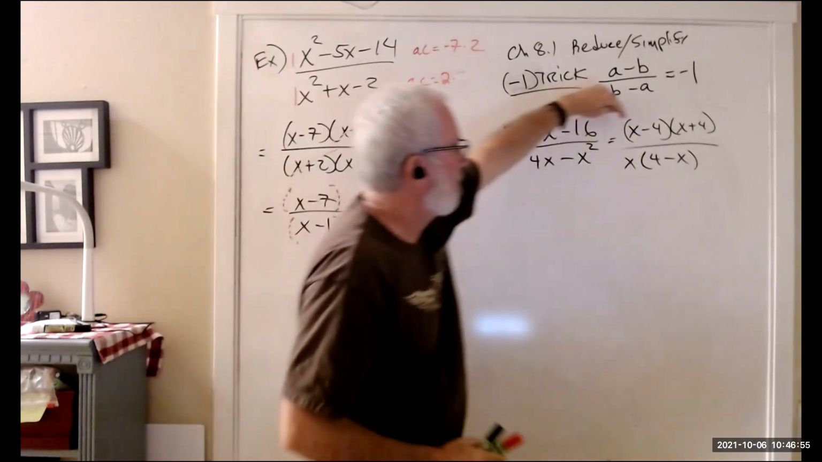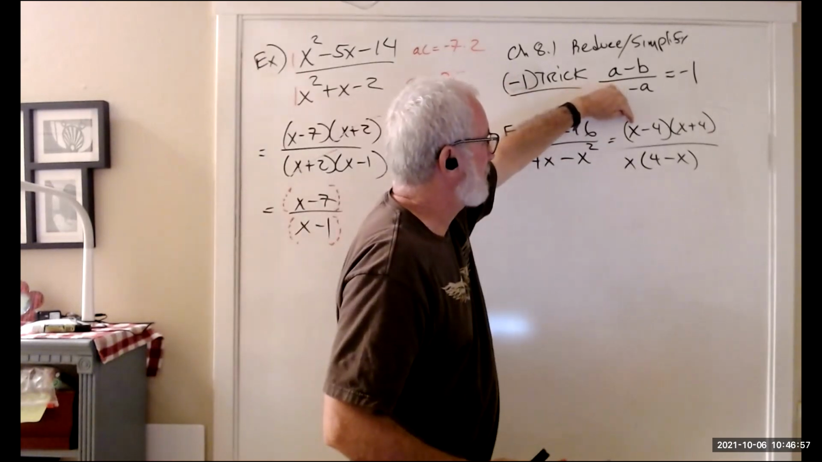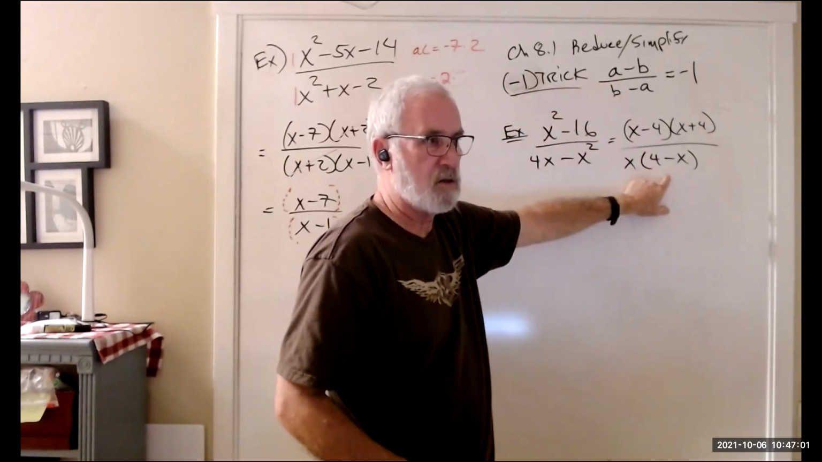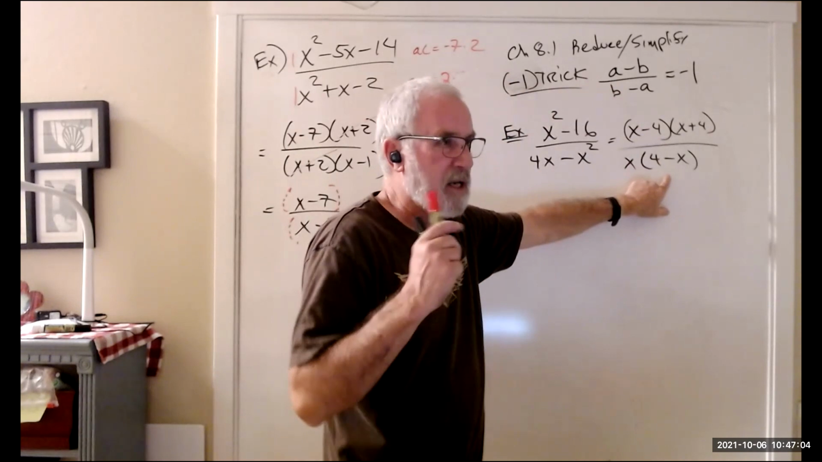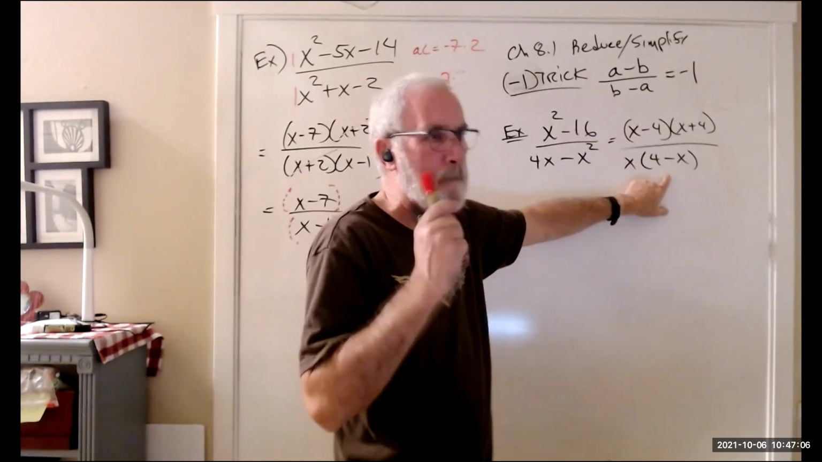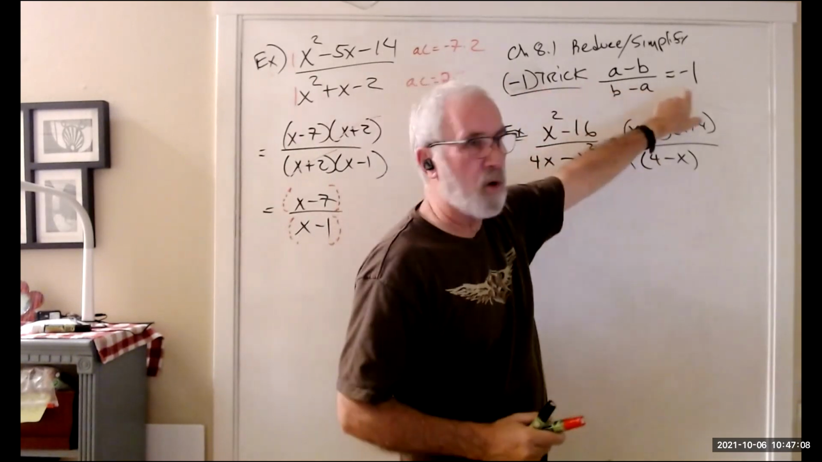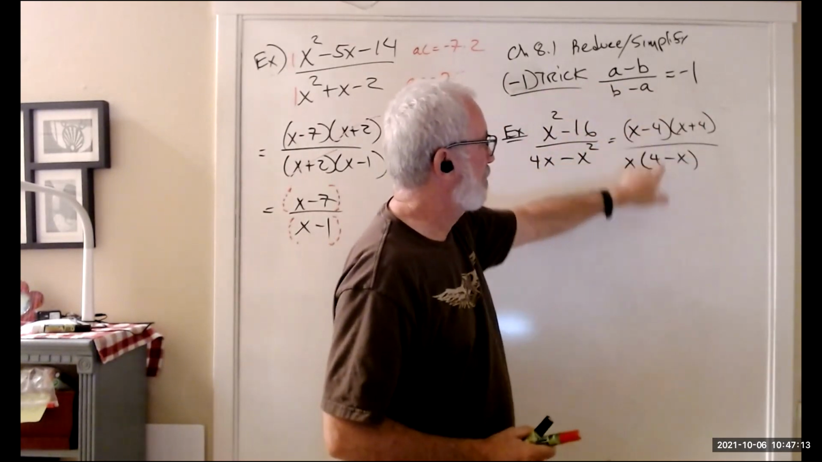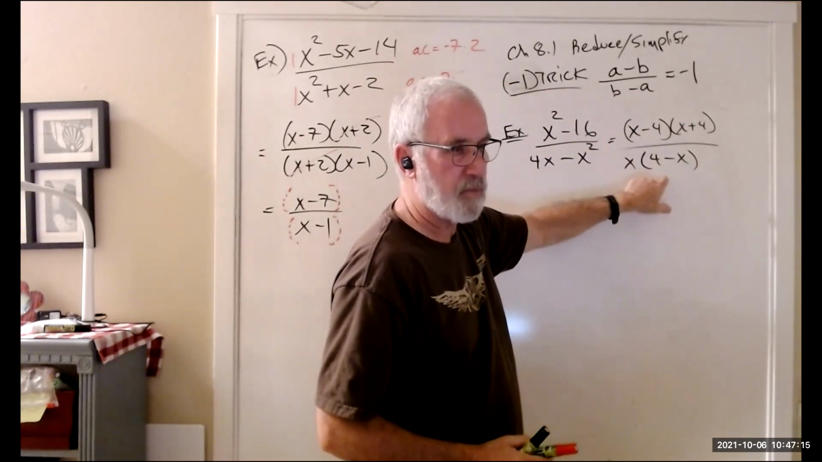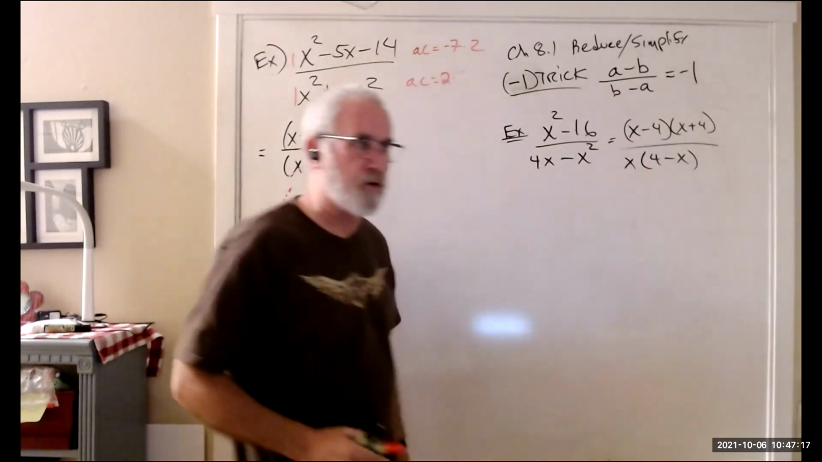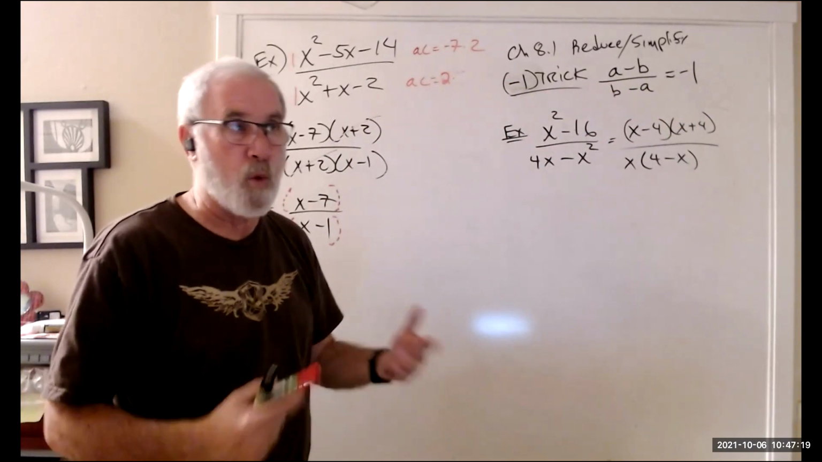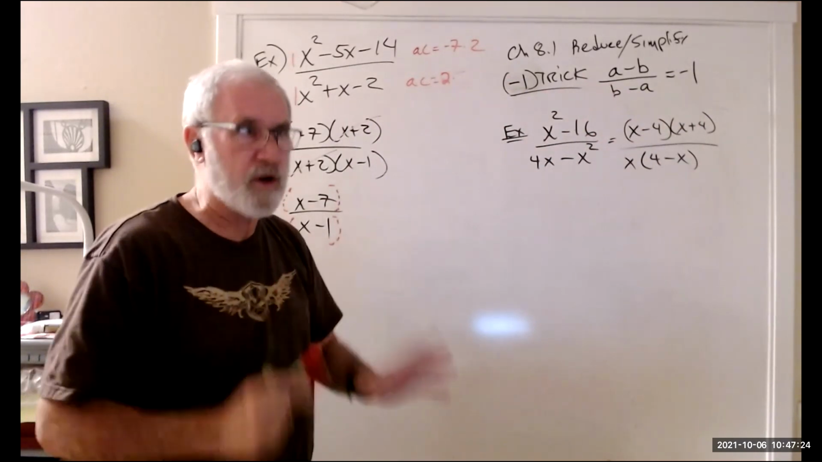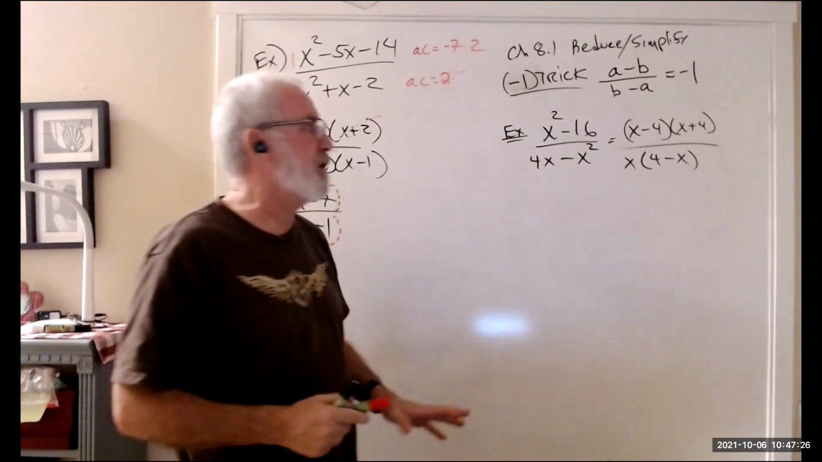Now, look at this. x minus 4 and 4 minus x. They're not exactly the same, but they are this -1 trick. They will cancel out to make a -1. The question you guys have to ask is, where do you stick it? Where do you put the -1?